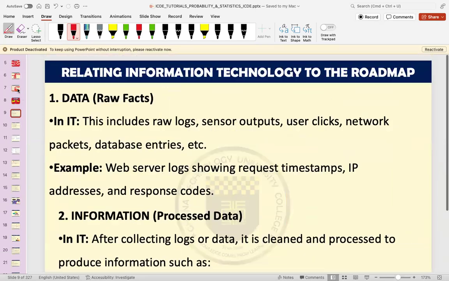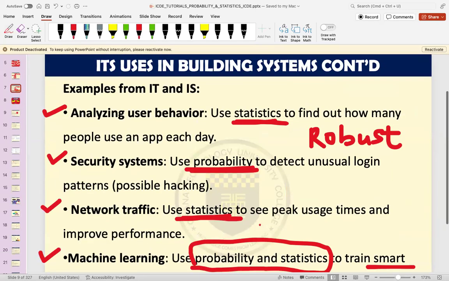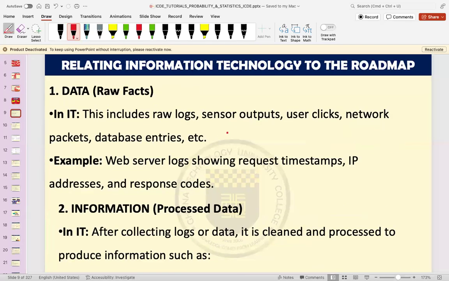In that sense, we now want to put everything together and then tie the knots finally. So the roadmap said that we are moving from data to information, and then out of the information, we are able to pick our decision.